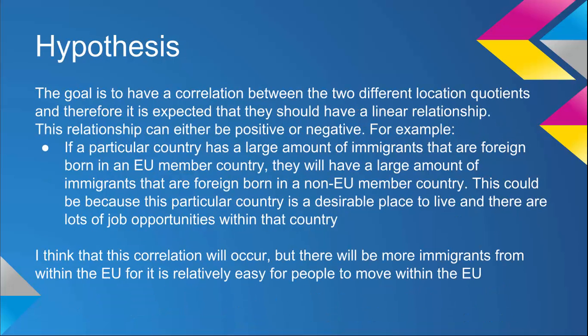My hypothesis for my data was that a particular country that has a larger amount of immigrants that are foreign-born in an EU member country will also have a large amount of immigrants that are foreign-born from a non-EU member country. I thought this would be because that particular country is a more desirable place to live and there are more job opportunities within that country. I suspected that my two different location quotients would have a positive correlation, and it's supposed to be a linear relationship.